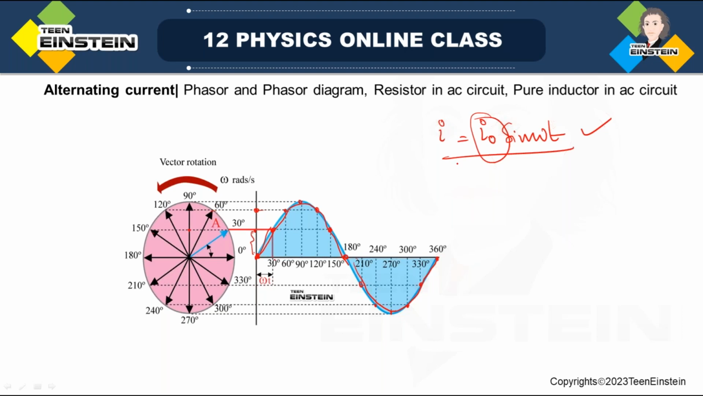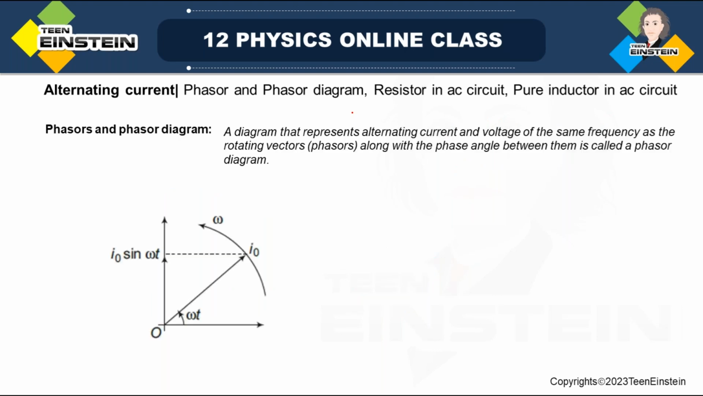So this is the power of the rotating vector or phasor diagram. Look, what is a phasor diagram? A diagram that represents alternating current and voltage of the same frequency as rotating vectors or phasors, along with the phase angle between them, is called a phasor diagram. I mean to say, suppose in a circuit we have just a resistor. We will see that if we have just a resistor, the current and voltage are in the same phase. V is equal to V0 sin omega t and I is equal to I0 sin omega t.